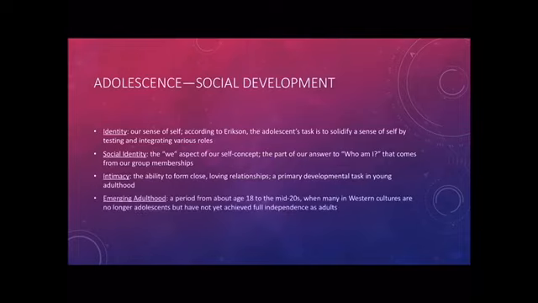And then there's this idea of emerging adulthood. Emerging adulthood is the in-between period where technically, legally, you're an adult, but you are not fully independent from your parents yet. So this is about age 18 to the mid-20s. We're all here at this stage right now. And in Western cultures, children are no longer adolescents. They're considered to be full adults, but they're not fully independent of their parents.